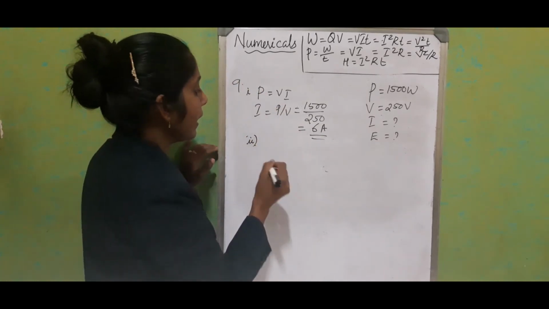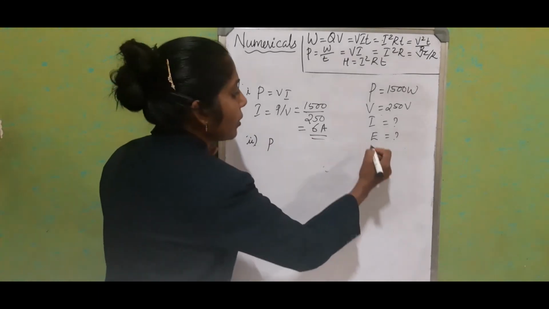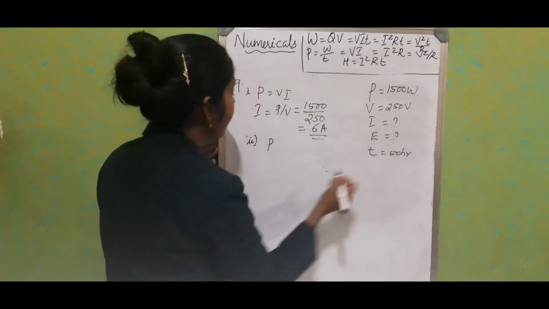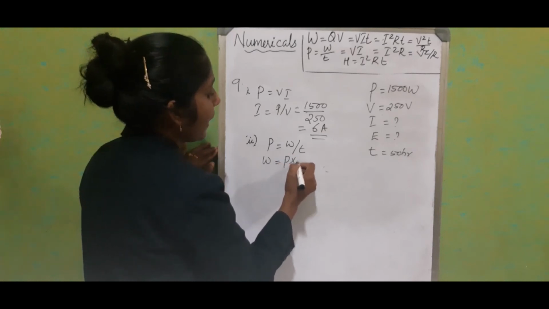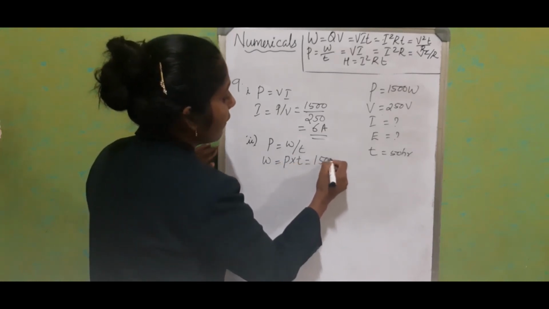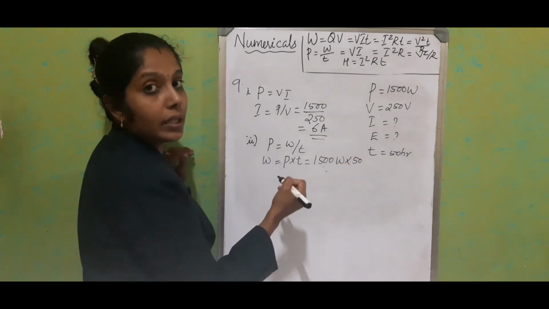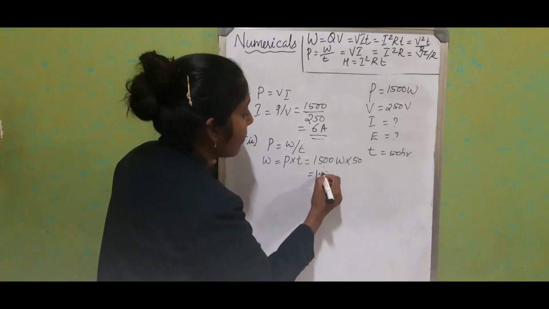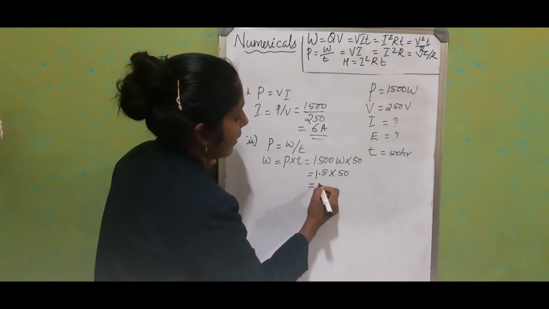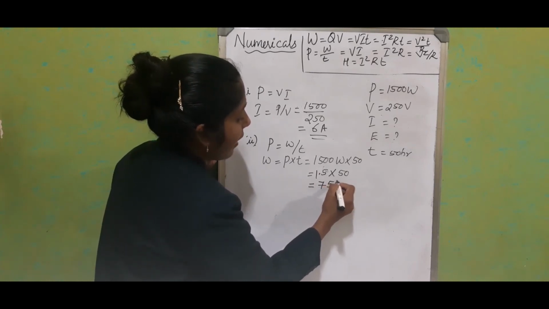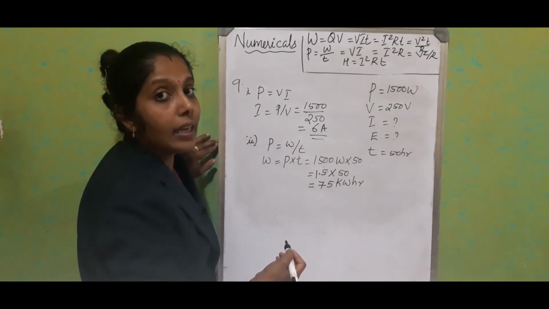Second part, energy consumed for 50 hours. So T is given as 50 hours. P is equal to W by T, or W is equal to P into T, that is 1500 watts into 50 hour. We will convert this watt into kilowatt, so we will get 1.5 into 50. We will get the value as 75 kilowatt hour.